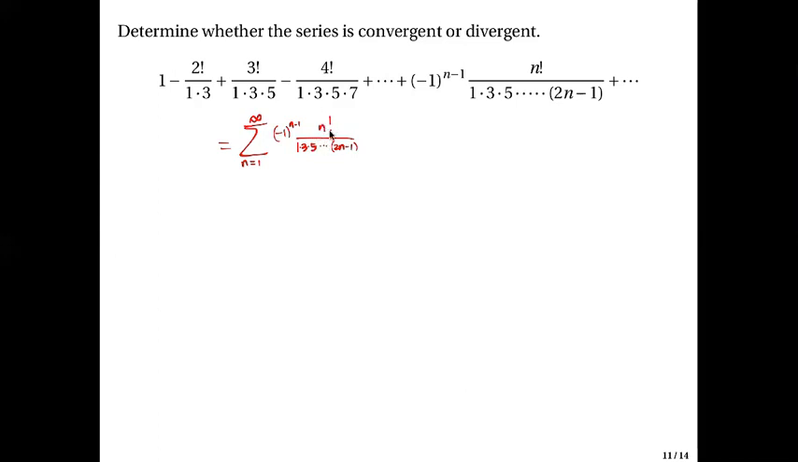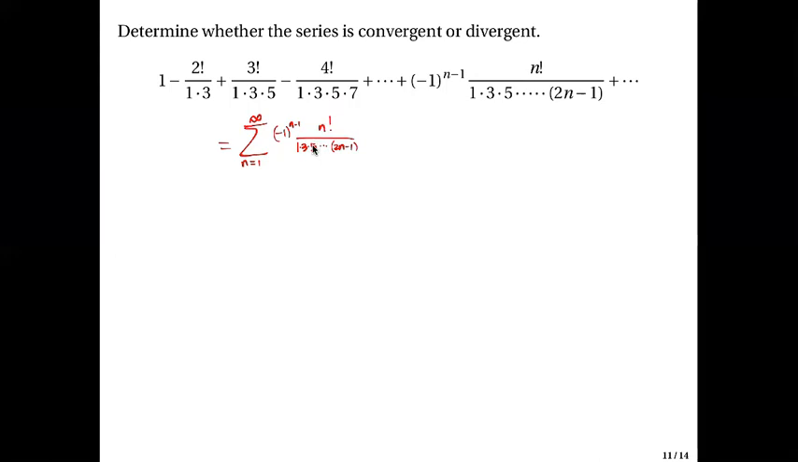Okay? So, in the numerator, you have the n factorial. In the denominator, you multiply the first odd integers, first few odd integers. Okay? So, we want to determine whether this is convergent or divergent. Okay, and if it is convergent, we determine whether it's absolutely convergent or conditionally convergent. So, well, first, this is an alternating series. Okay, this is an alternating series, and then let's see if we can use the alternating series test.